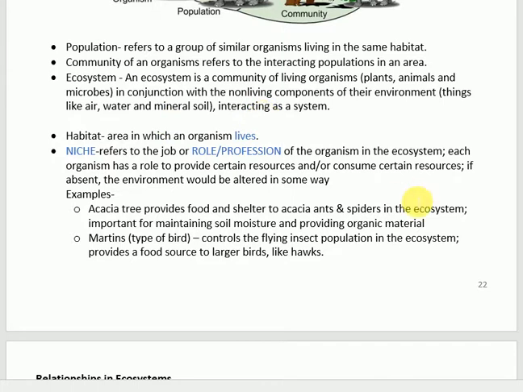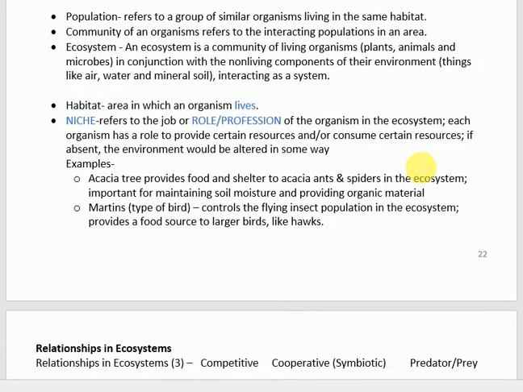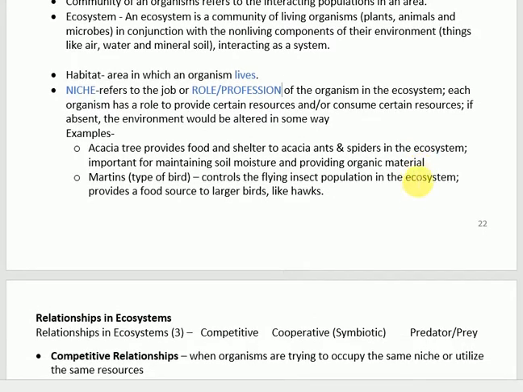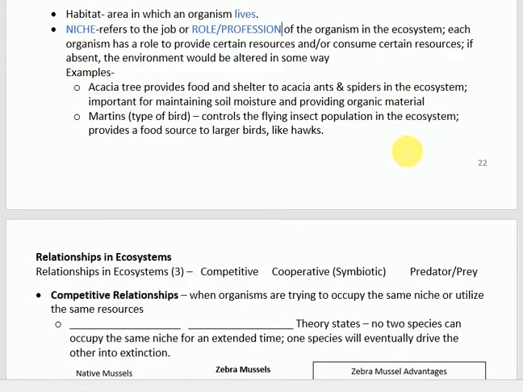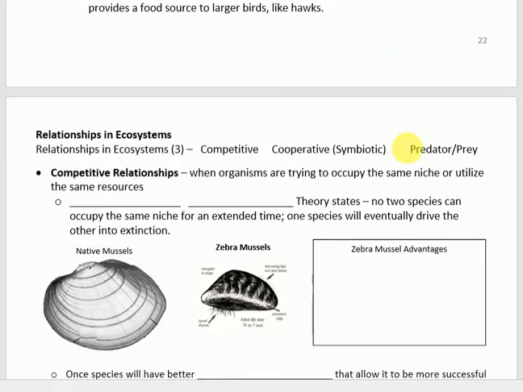Another example is martins. They are types of birds, and their niche is actually living in an area and controlling flying insects. They also provide food for larger birds.